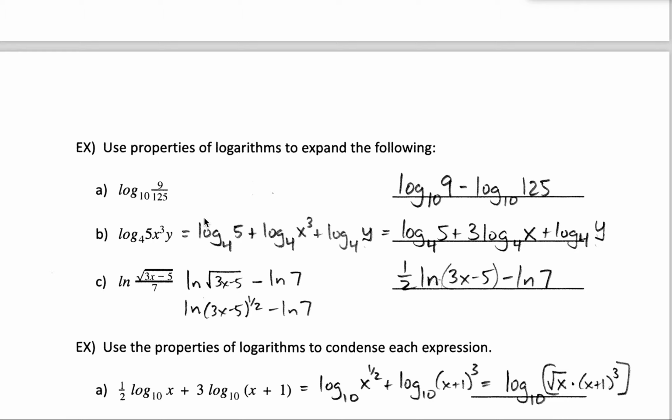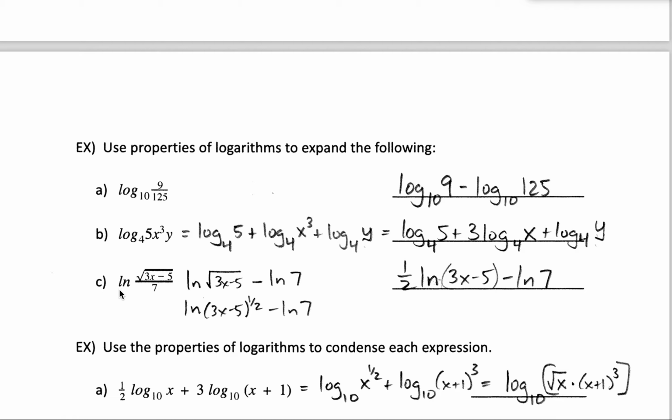So we're going to keep the exact same first term, log base 4 of 5, but now we're going to take that 3, move it to the front, so that now we have 3 times the log base 4 of just x, and keep that last term the same, log base 4 of y. We're putting addition signs in between each of them.